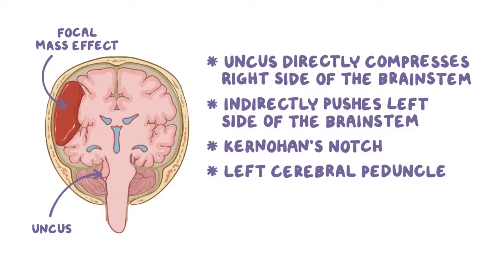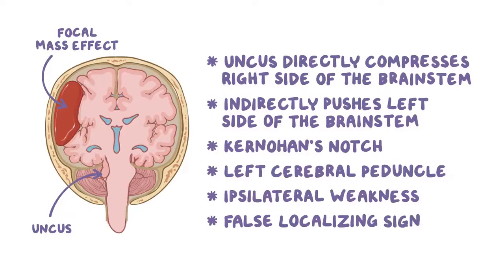Eventually, this injury of the left cerebral peduncle will result in weakness on the same side of the body as the side of the focal mass effect, also called ipsilateral weakness. Now, normally damage to brain tissue results in weakness on the contralateral side, so the Kernohan's notch causes a false localizing sign.